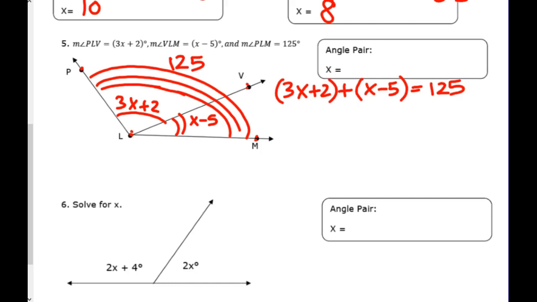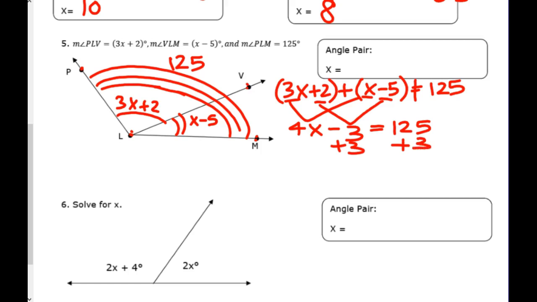Now, on the left-hand side, we got multiple x's and multiple constants. Let's combine those like terms. So 3x plus 1x, 4x, 2 minus 5, negative 3. So we'll put minus 3, equal sign, 125. And then, two-step problem. Get rid of what first? Loner is minus 3, so let's add 3. 4x equals 128.